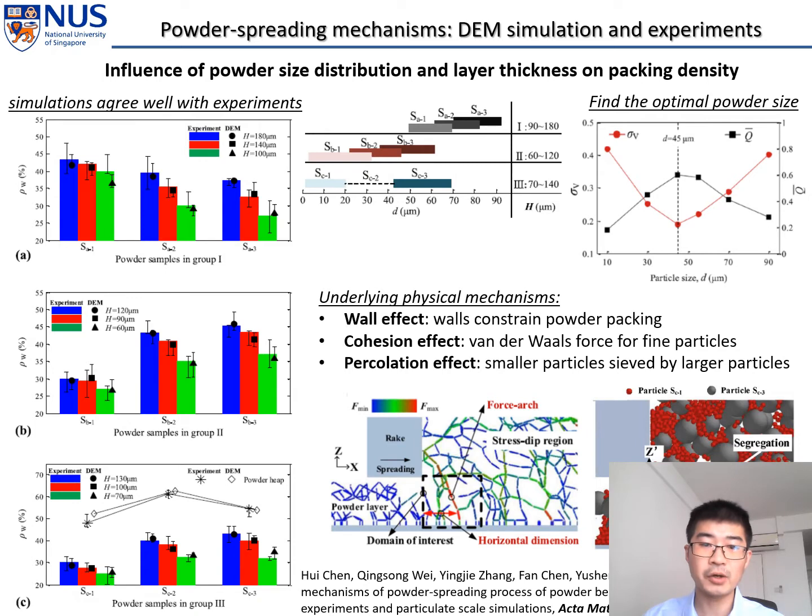The second effect is the cohesion effect, due to van der Waals force for fine particles. And the third one is the percolation effect. Generally, people believe that if we mix smaller and larger particles together, we can increase the packing density. But in reality, it's not like that, because in some situations the smaller particles can be sieved by the large particles, leading to segregation of small particles and large particles separately, and then the resultant packing density is not improved.